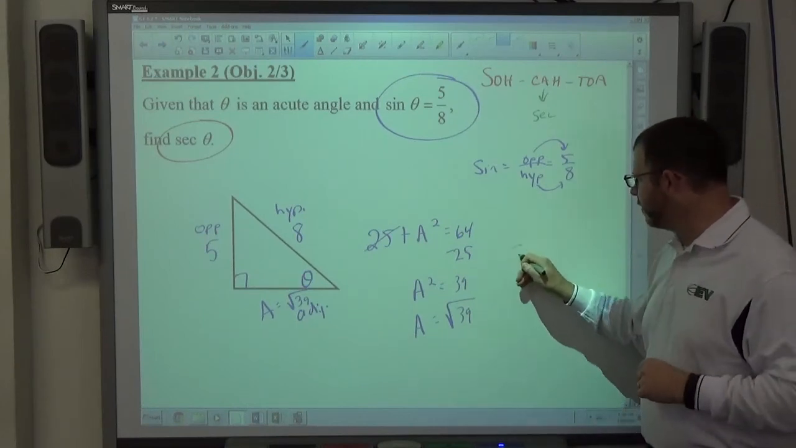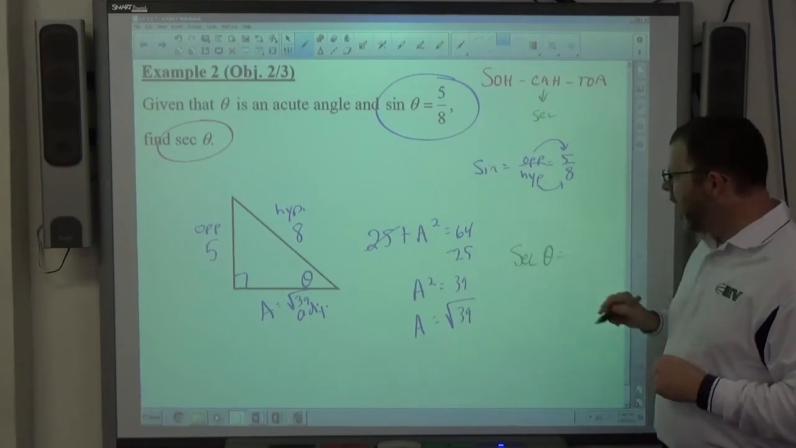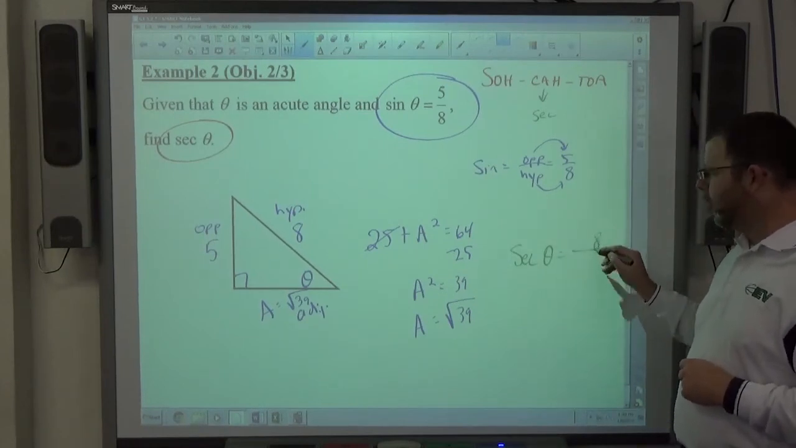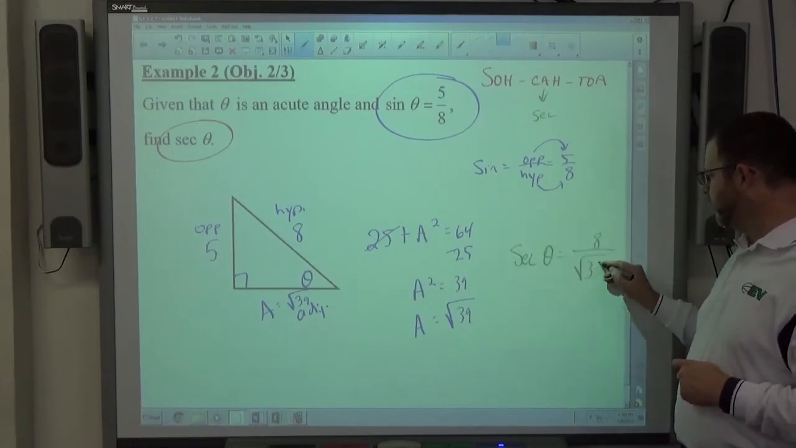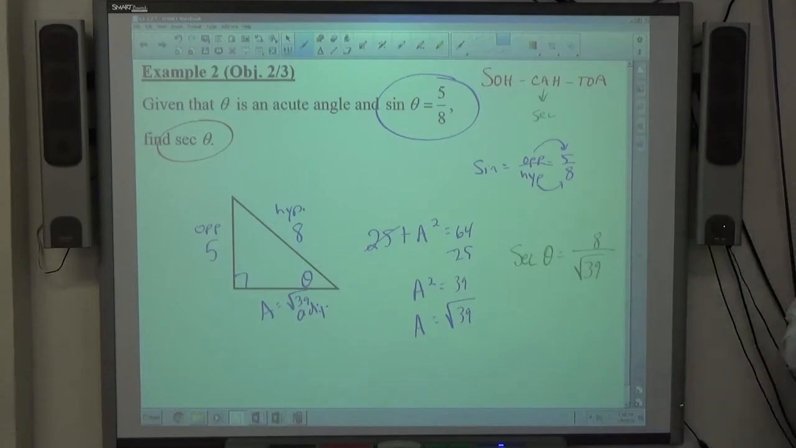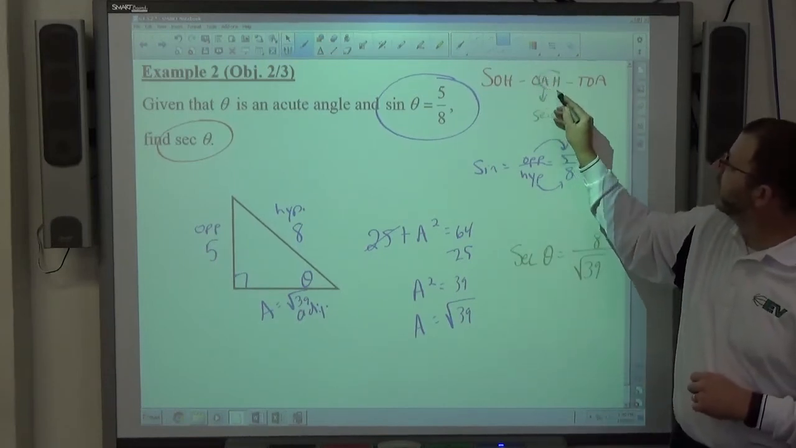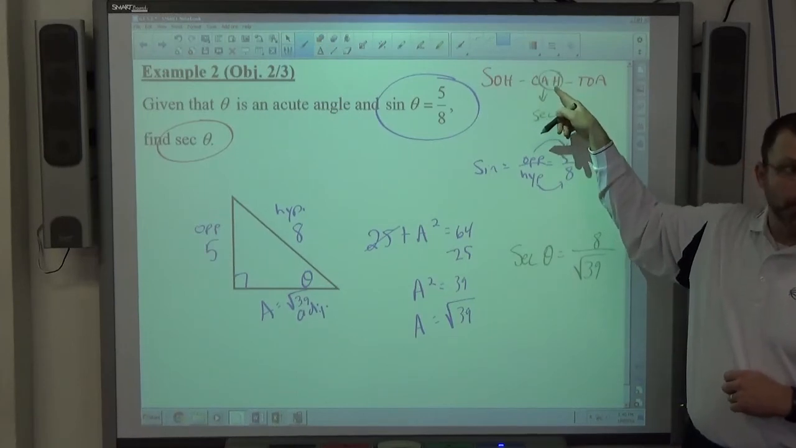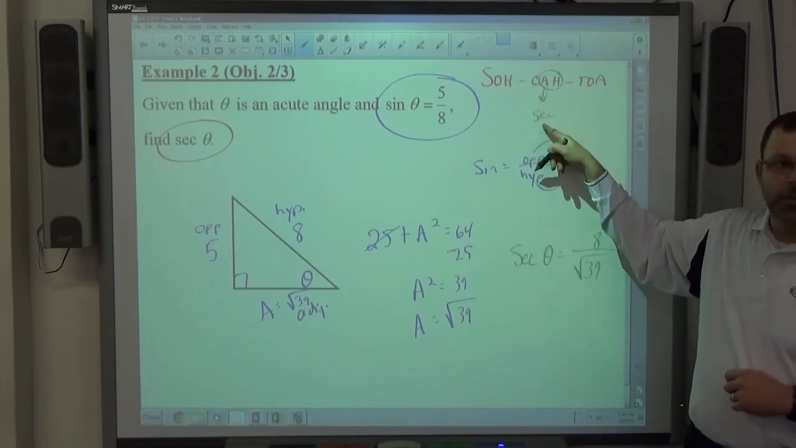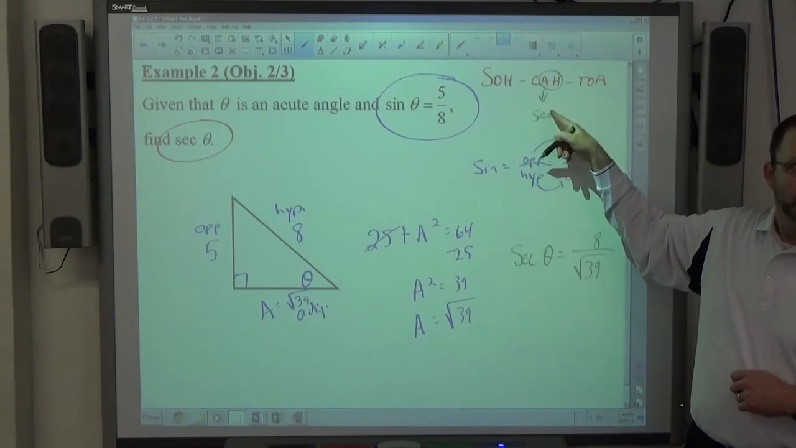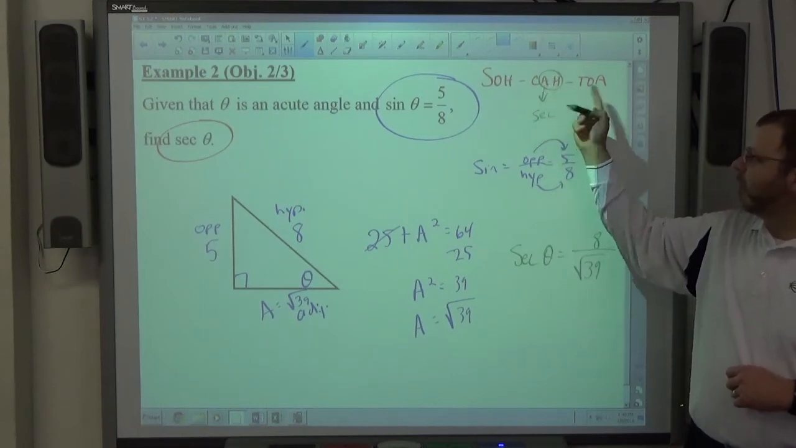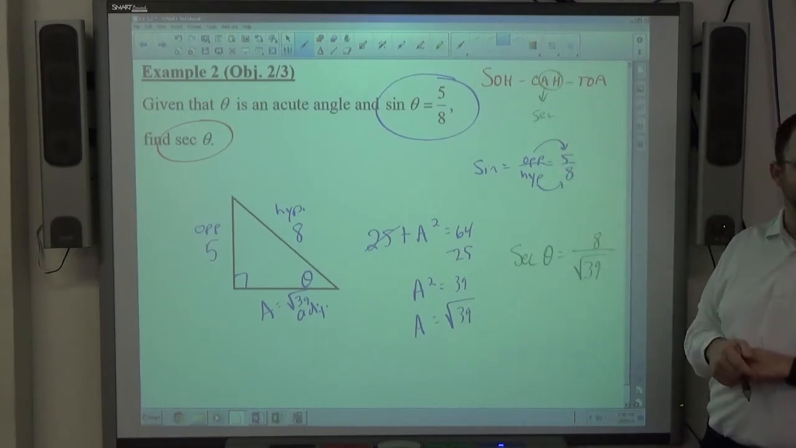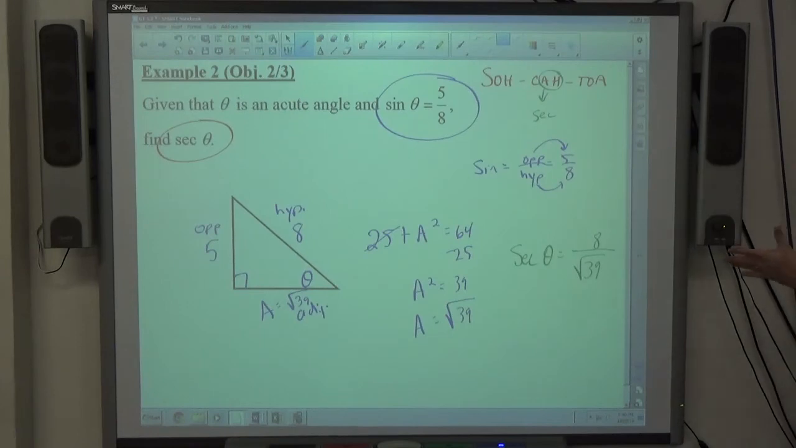So if I want to do secant of theta, it's hypotenuse 8 over adjacent square root of 39. Hypotenuse over what? Adjacent. So again, I see that cosine is adjacent over hypotenuse from SOHCAHTOA, and I know that cosine goes to secant, a reciprocal, so instead of adjacent over hypotenuse, I reciprocate, so it's hypotenuse over adjacent. All right, and again, I'm going to get an answer.